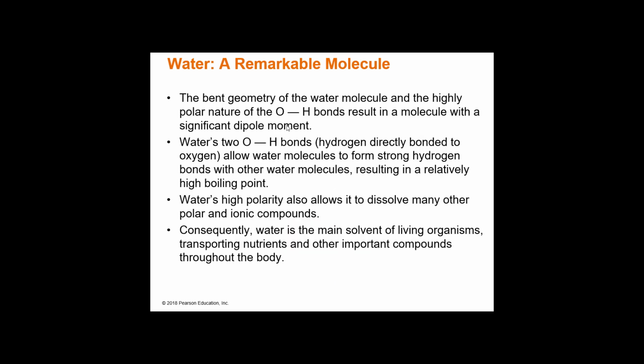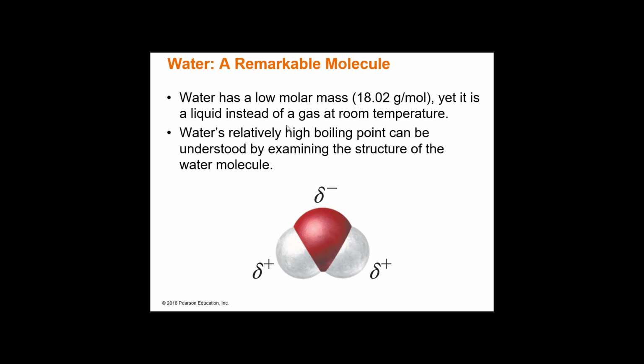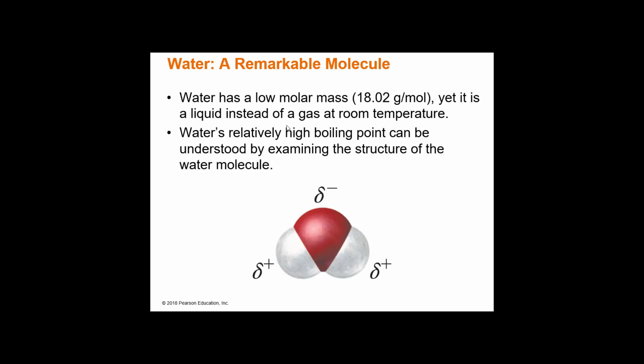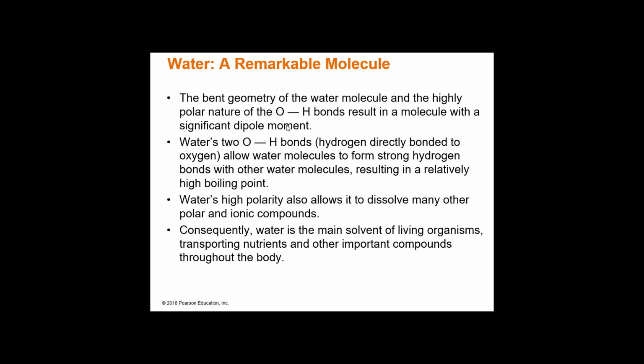All of that has to do with how the molecule is shaped, the partial positive, partial negative, and hydrogen bonding. So the bent geometry of the water molecule and the highly polar nature result in a molecule with a significant dipole moment, which remember, means a separation of charge, and that is the partial positive and the partial negative there. That allows other molecules to come align to it because of the bent nature, and this creates a hydrogen bond.